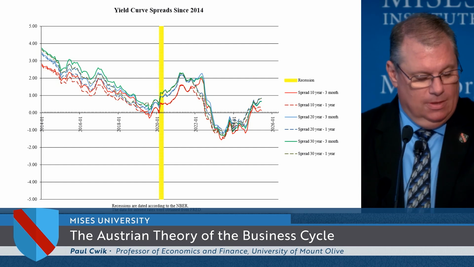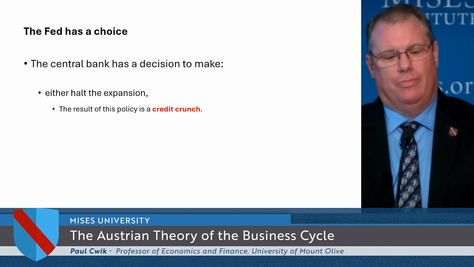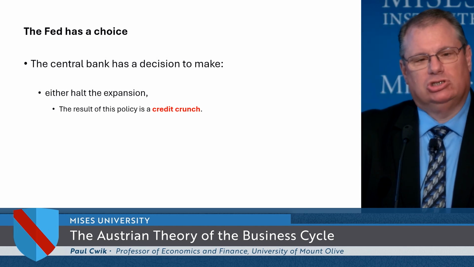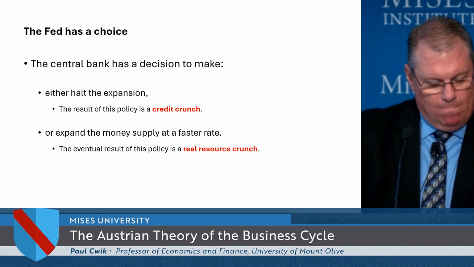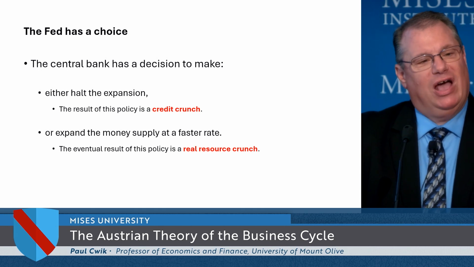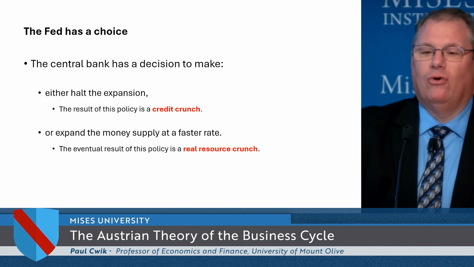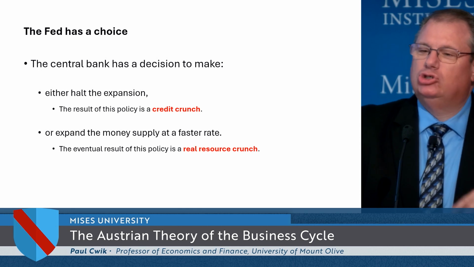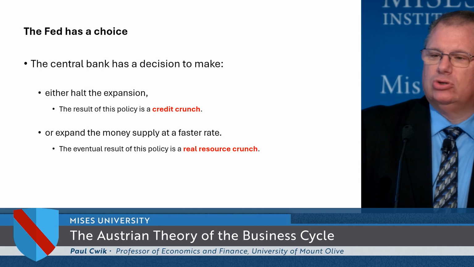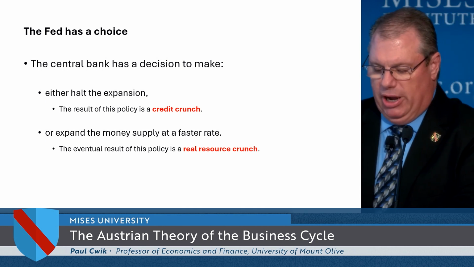Maybe. But the central bank has a decision to make. They either halt the expansion, and the result is a credit crunch, and this is because of inflation, or they expand the money supply at a faster rate in order to avoid the real resource crunch due to economic sluggishness. But the result is a real resource crunch, meaning we run out of bricks.